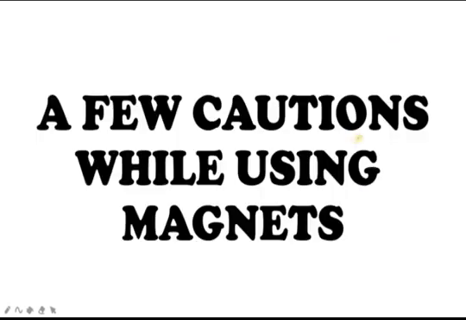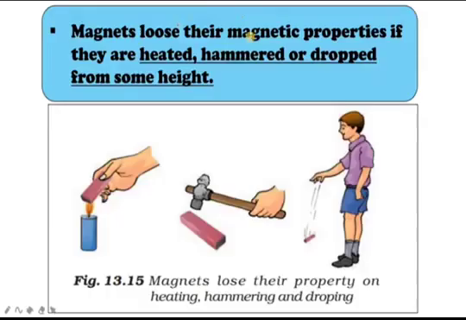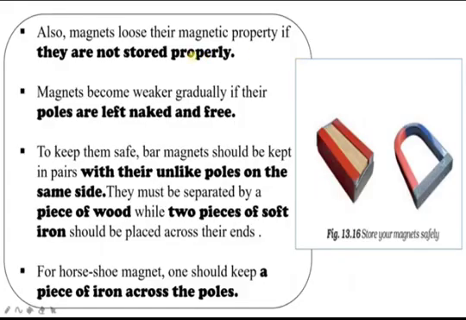These are all the applications of magnets. Now a few cautions while using magnets. When we use magnets, you have to know some important factors. Magnets lose their magnetic properties if they are heated or hammered or dropped from some height. If you heat it up, or hammer it, or if it falls from your hand, it will lose its magnetic properties. So you have to keep the magnet in proper condition, and be very careful while you are using a magnet.